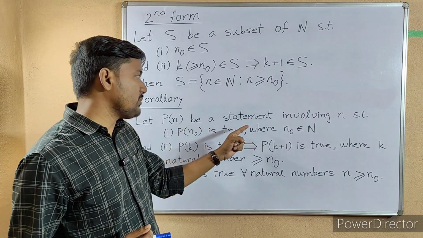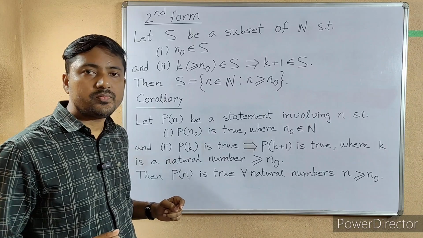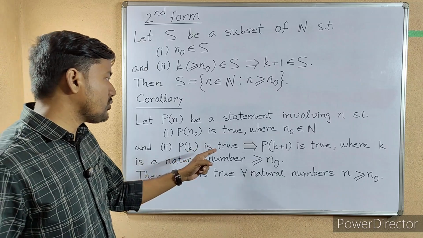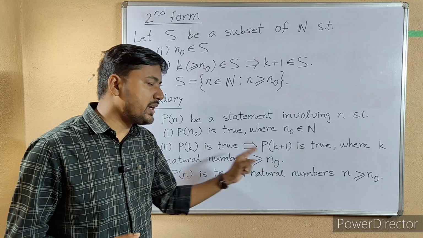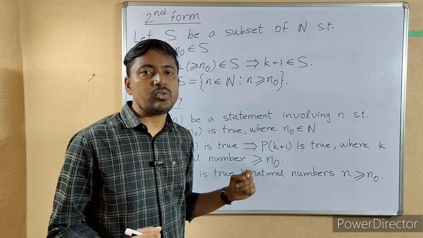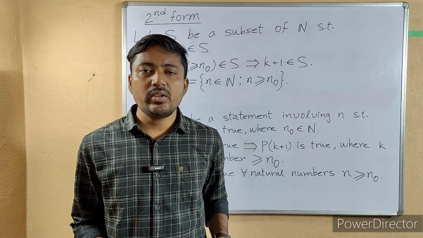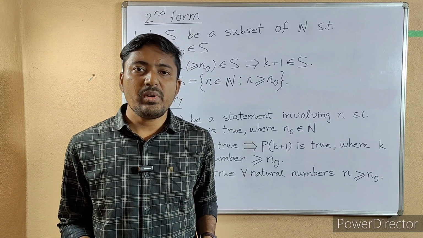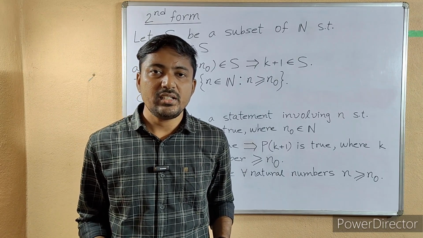Now let's look at its corollary. Let Pn be a statement involving n such that Pn0 is true, where n0 belongs to N, and Pk is true implies Pk plus 1 is true, where k is a natural number greater equal to n0. Then Pn is true for all natural numbers n greater equal to n0. Now we are going to look at the similarities between the two forms of the principle of mathematical induction and their corollaries so that we can remember them easily.